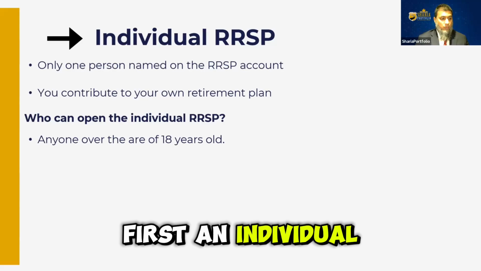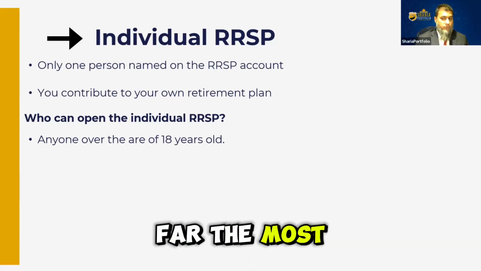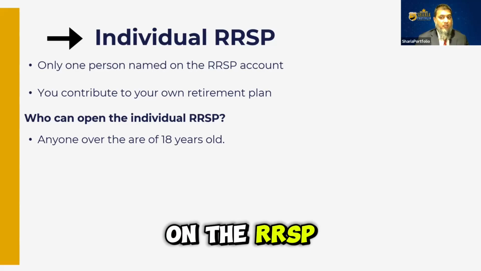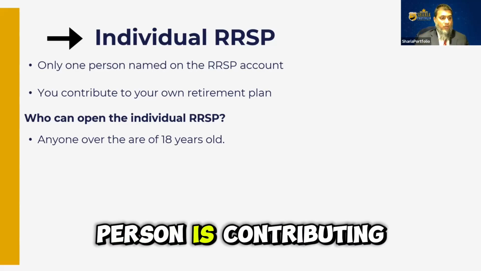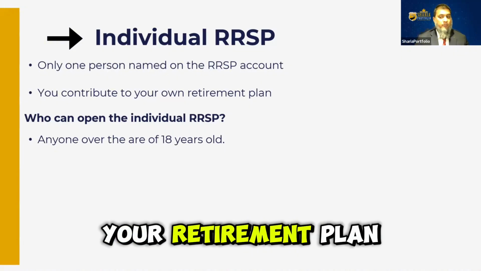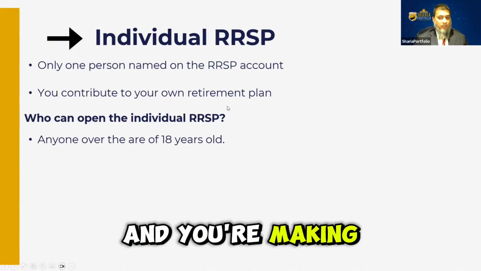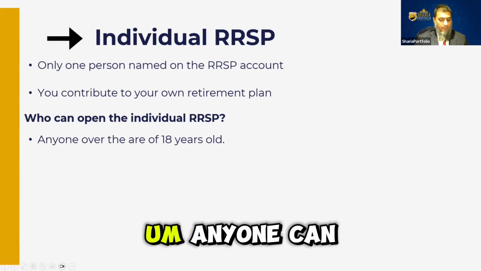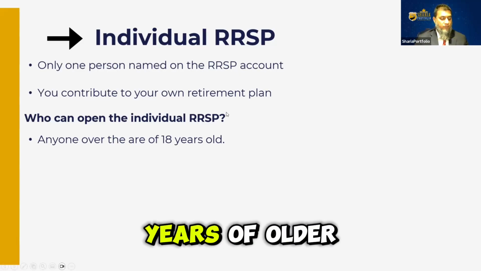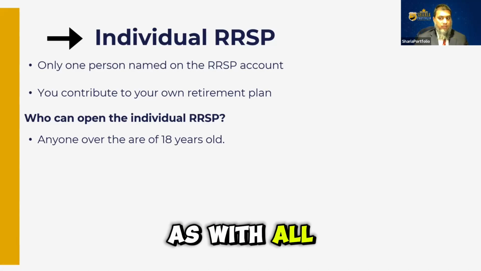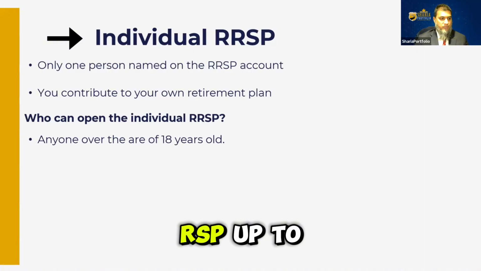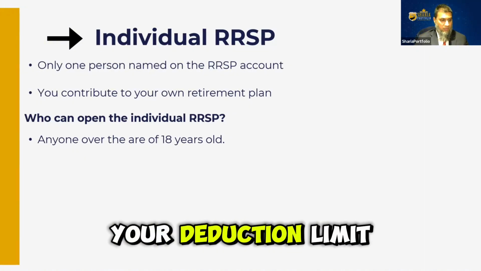First, an individual RRSP. This is by far the most common. It's only one person that's named on the RRSP, and that one person is contributing to their own retirement plan. So this is your retirement plan in your name and you're making the contributions. Anyone can have this RRSP account. You just have to be 18 years or older, as with all other registered accounts. And away you go. You can start contributing to your RRSP up to your deduction limit.